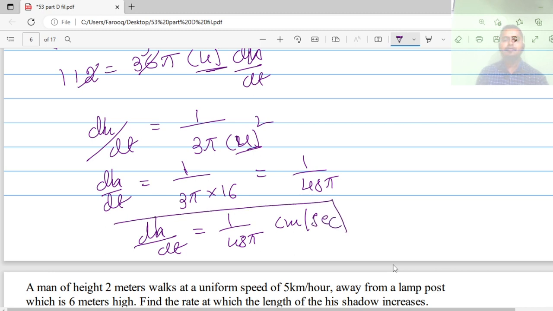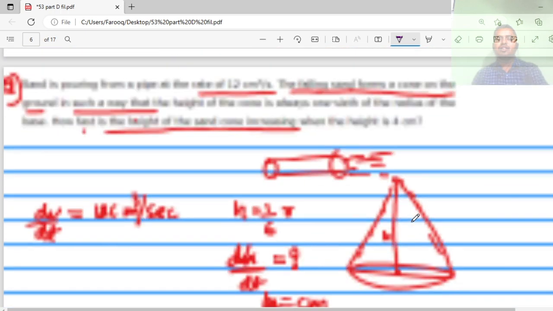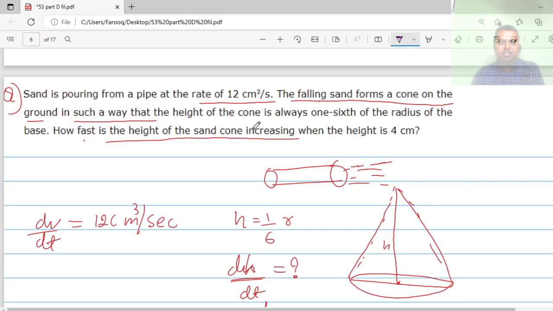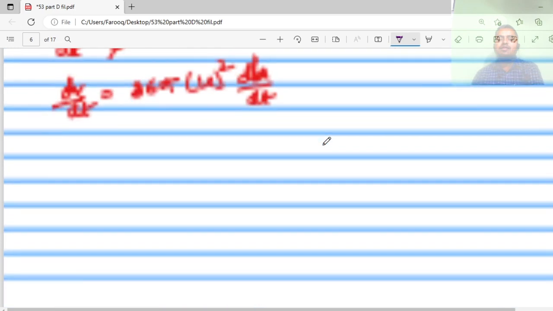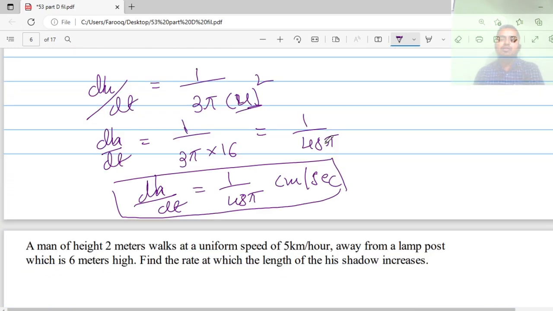Yes. Lastly, you have to write how fast the height of the sand cone is increasing. Therefore, the height of the sand cone is increasing at the rate of 1 by 48 pi centimeter per second.